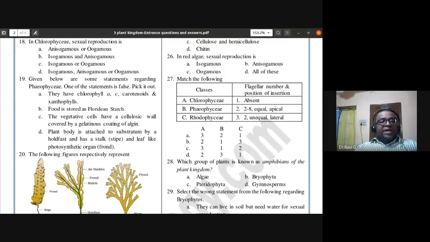So 18th one, in chlorophyceae, the sexual reproduction is anisogamous or oogamous, isogamous and anisogamous, isogamous or oogamous, isogamous, anisogamous or oogamous type. So 18th one, D is the correct answer. So it is isogamous, anisogamous or oogamous type.